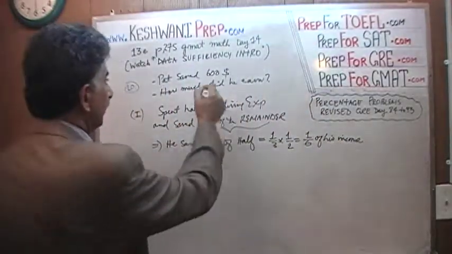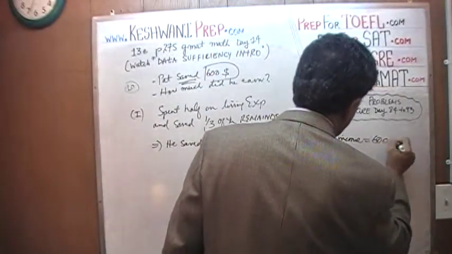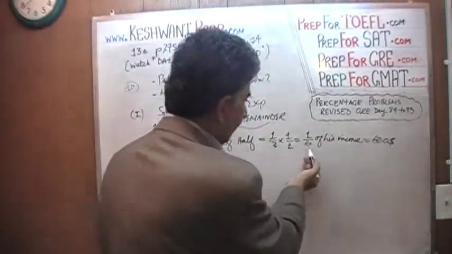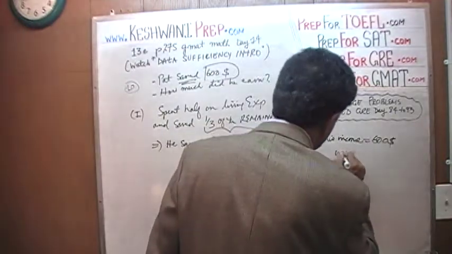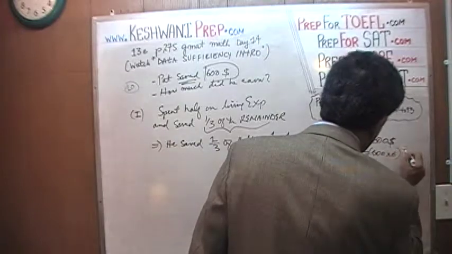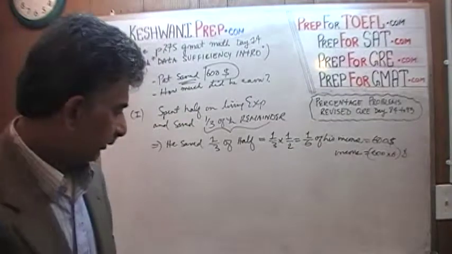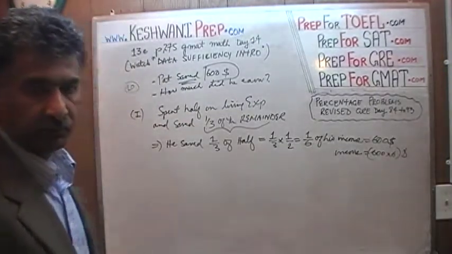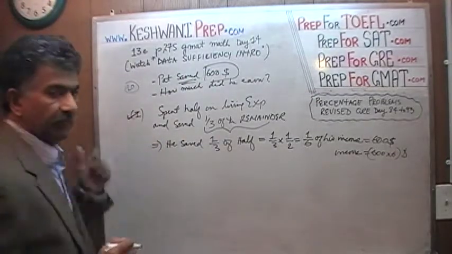And we are told that equals $600 because he saved 600. So obviously we can figure out the income. 1/6 of his income equals 600. So his income must be $3,600. His income is 600 times 6. Although this part was not necessary, because nobody's asking us what his income is. The question simply is, is it possible to figure out his income? And the answer is yes. So statement number one by itself does work.